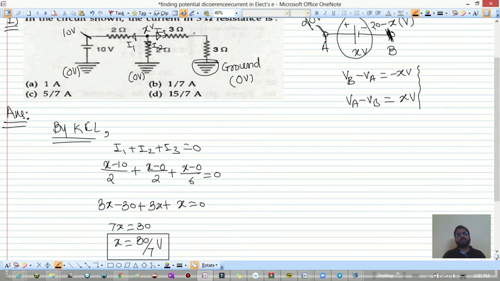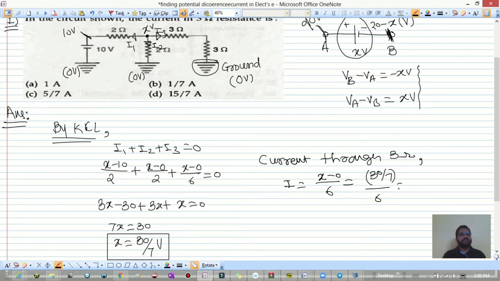Now we want to know the current flowing through this. So current through the 3 ohm resistance is I is equal to the potential difference, x minus 0, divided by 6, which is equal to 30 by 7 divided by 6, which is equal to 5 by 7 ampere.